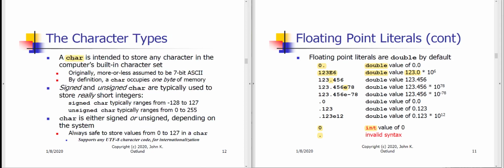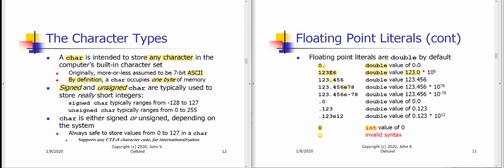The char data type is able to store any single character in your system's native character set. And on our systems, this is going to be the so-called ASCII character set. Now, in C++ and C, by definition, a character occupies 1 byte of memory. So however many bits of memory a char occupies on your machine defines what your C++ compiler thinks of as a byte of memory. Depending on the system, a char might be a signed value or an unsigned value.